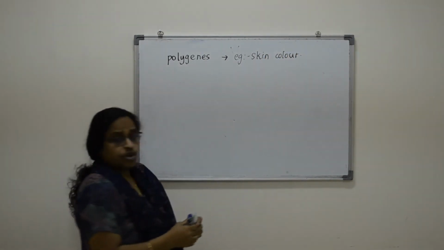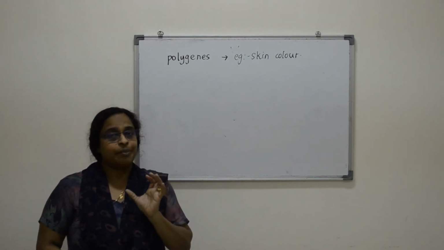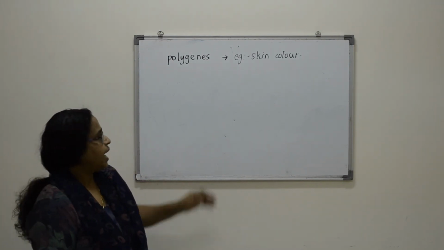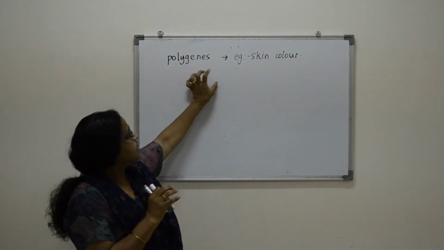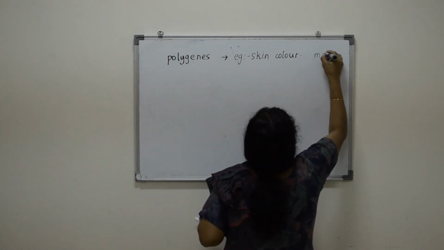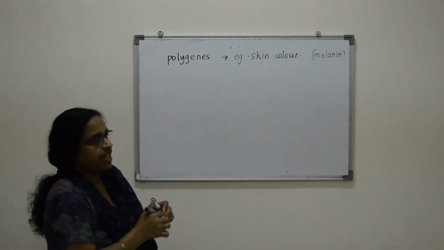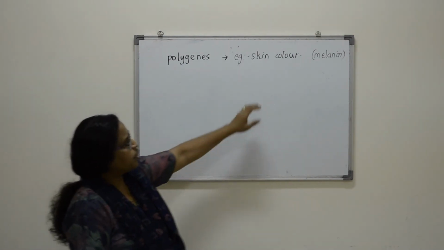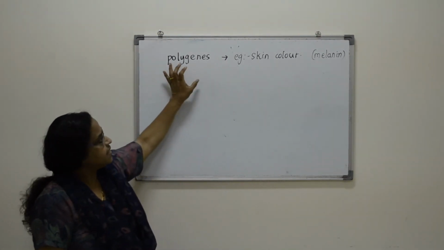You know that skin color is because of a pigment called melanin. When the melanin is more, the person becomes more dark. And there are many genes controlling this, to produce melanin. So skin color is because of melanin. To produce melanin, more than 3 genes are controlling the production of melanin. So that is why it is known as polygenes.